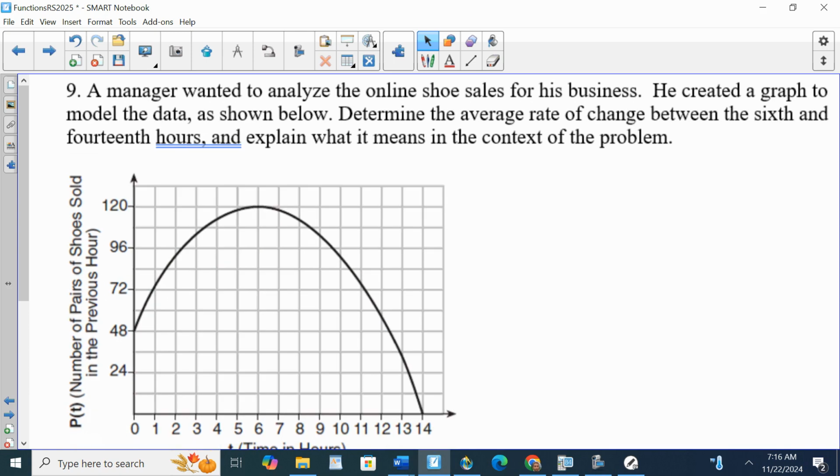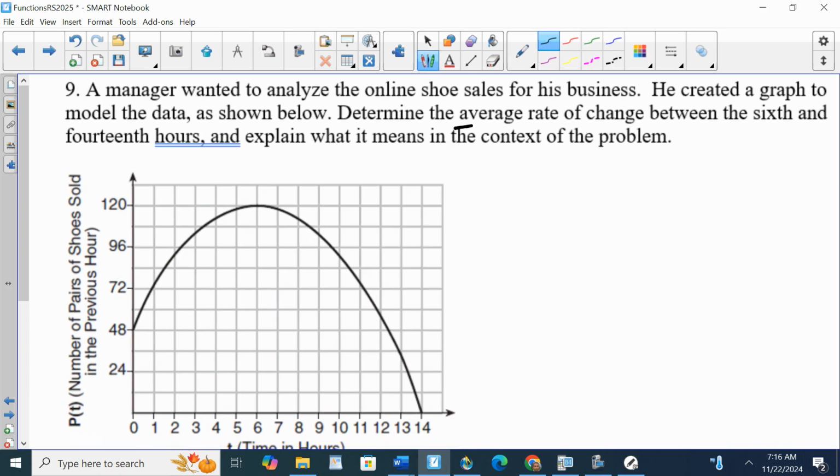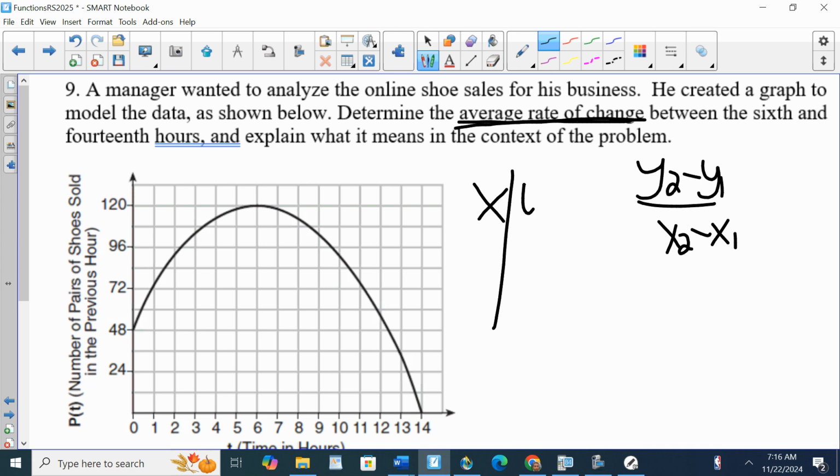A lot of words here. Average rate of change is y2 minus y1 over x2 minus x1. It's all about finding your keywords and phrases. It looks confusing. There's so many words. Average rate of change makes it easy. It has to tell you what you're finding the average rate of change between. It says between the 6th and the 14th hour. So x is 6 and 14.